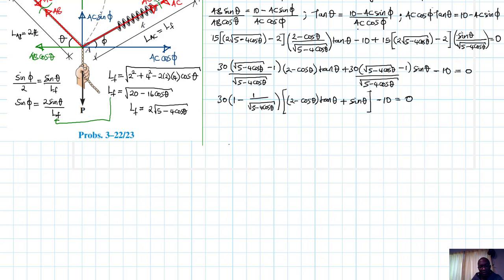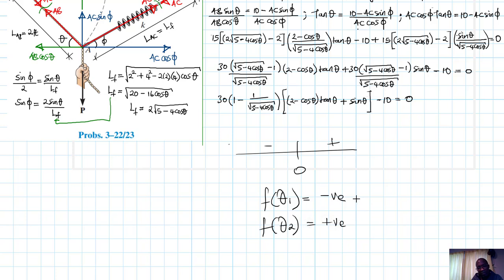Basically, what we are saying is we are on the number line like this. We have negative values, positive values, and there's going to be a value of theta which will give us a negative, and another value of theta that gives us a positive. Somewhere in between, that's where the solution lies. So we need to keep on iterating.